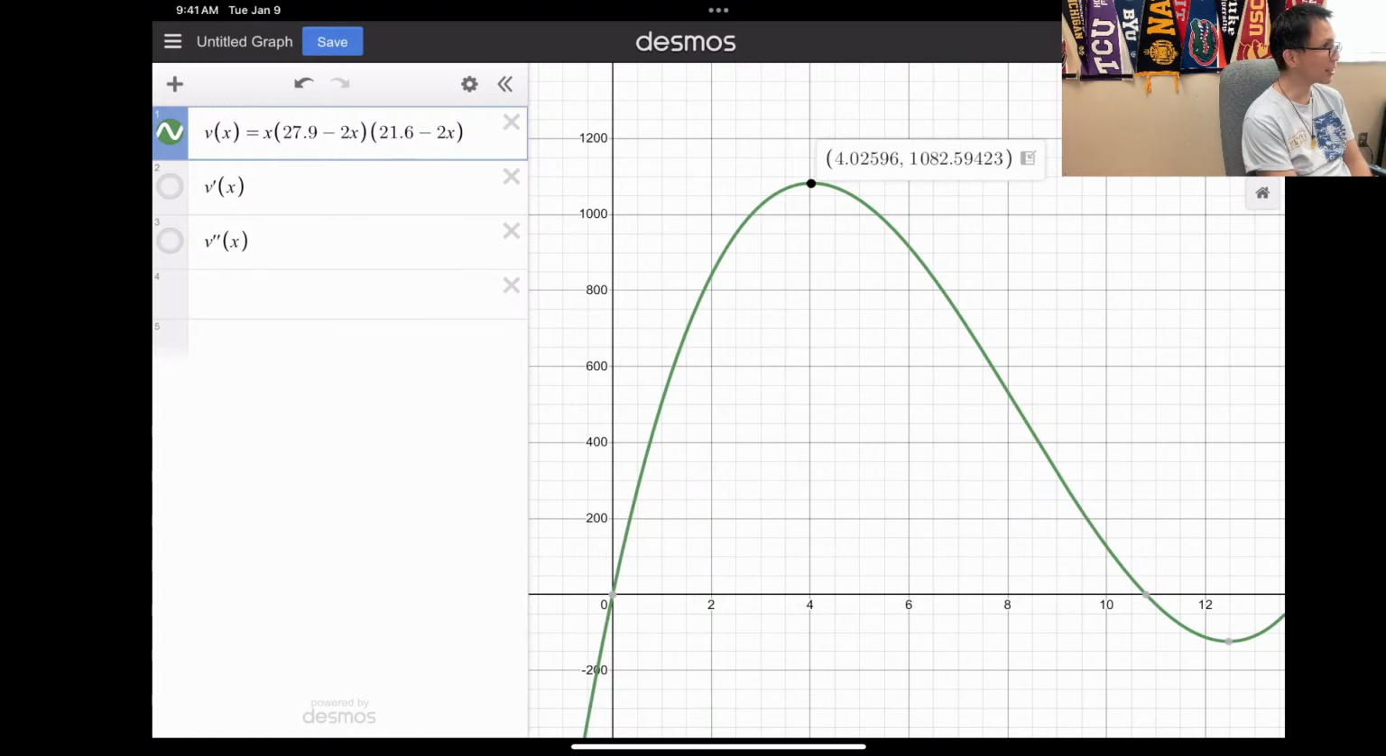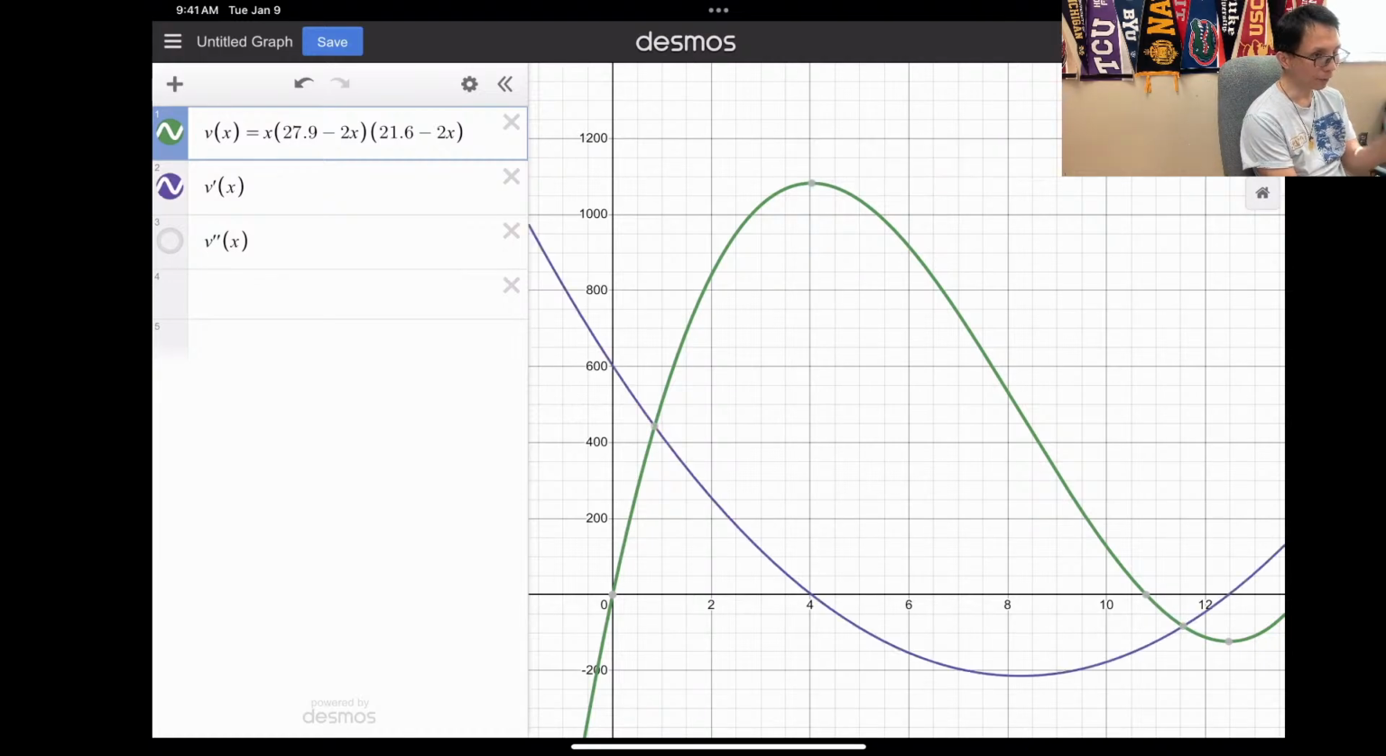So this is 0.1. So 1082.59, that's your maximum volume. Now, this one I did not use calculus. How does calculus come into play? Because I can distribute this and just take a derivative with the power rule. And if you do that, look at a graph of v prime of x.